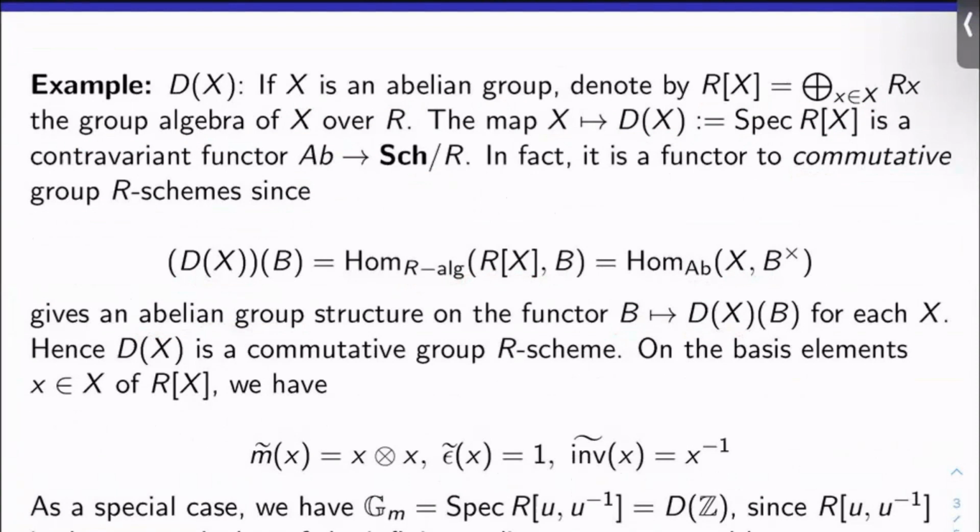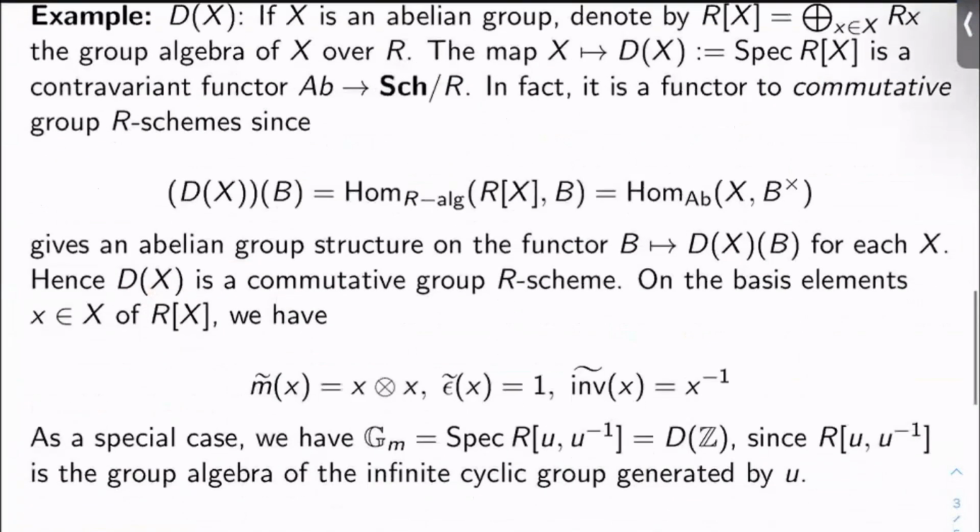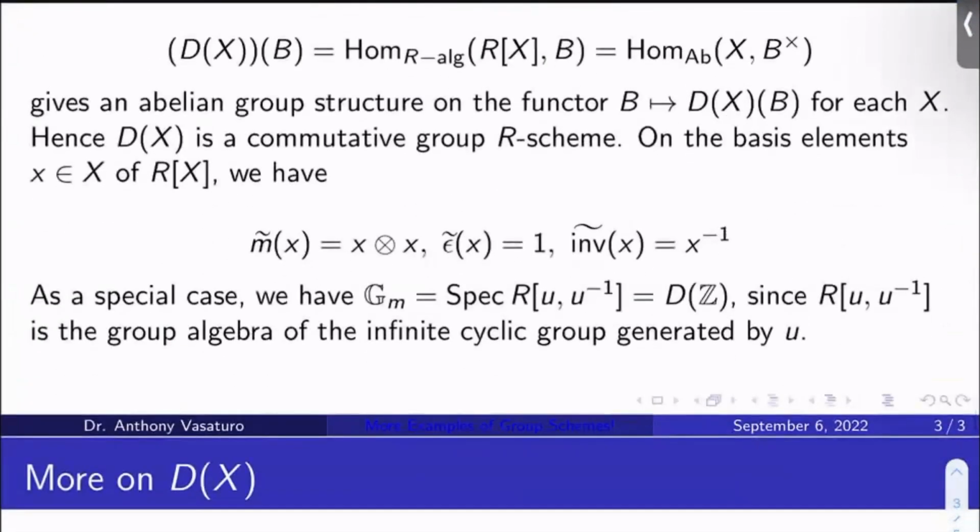So D of X gives you a way to take any abelian group you like and create a group scheme out of it. What is that group scheme? It's D of X. D of X is a commutative group R scheme. And on the basis elements x in R adjoin X, you can check, it's an easy calculation, M tilde of x is just x tensor x. Epsilon tilde of x is 1 as expected, because we have a multiplicative structure going on here. And inv tilde of x is like x inverse, again, as expected based on the multiplicative nature of things here.